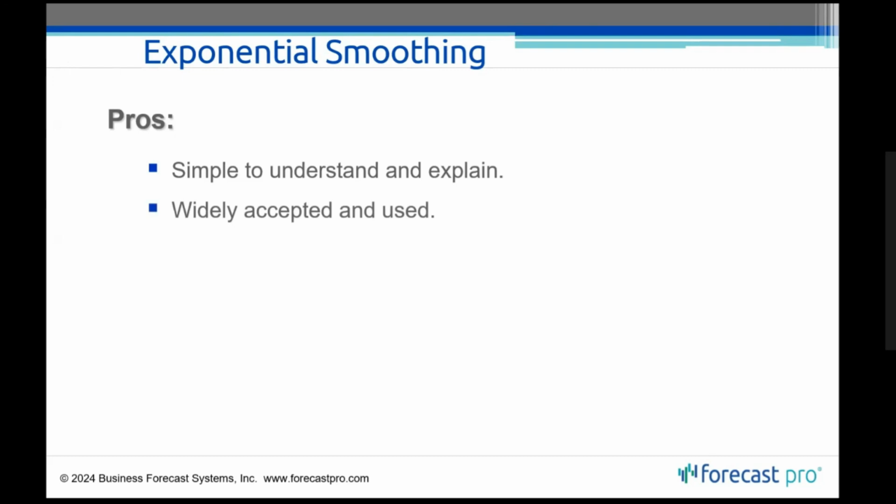They're widely accepted and used. That's absolutely true. Very often when you have an automatic approach to forecasting, something that might be embedded in, say, your ERP or your demand planning system or what have you, you're going to find exponential smoothing behind the scenes. So it's a very widely accepted method.